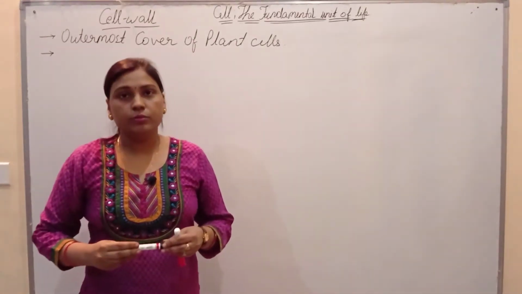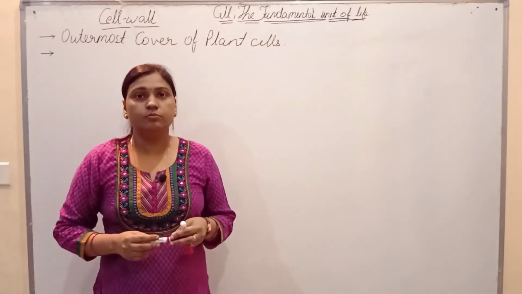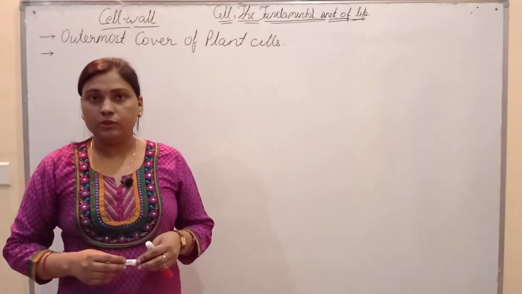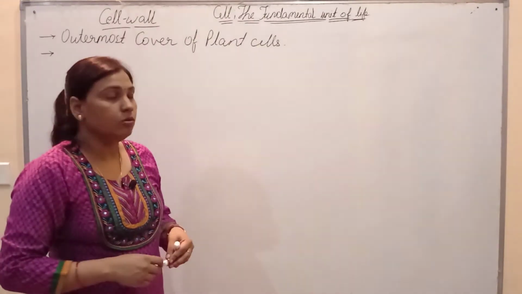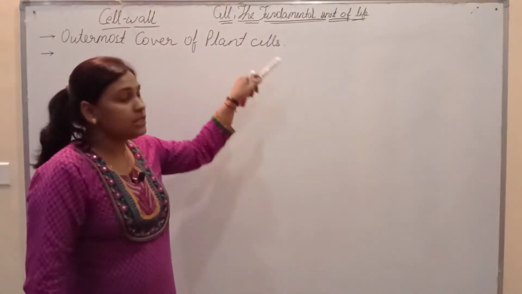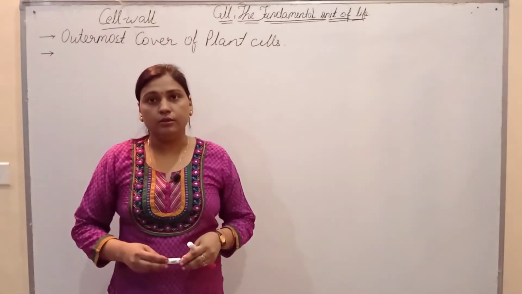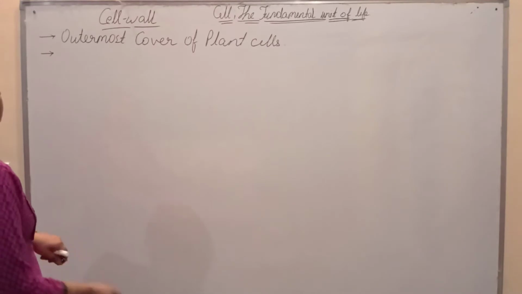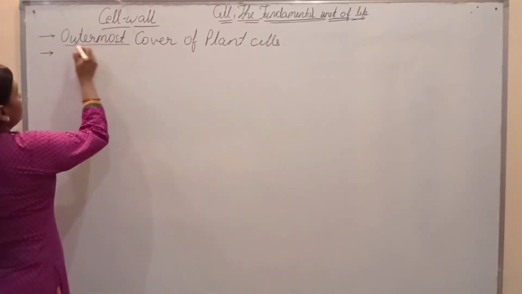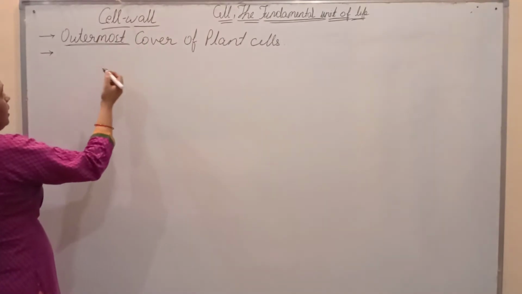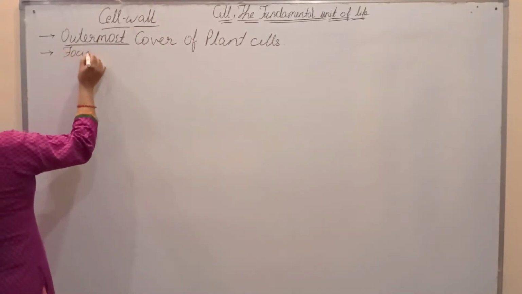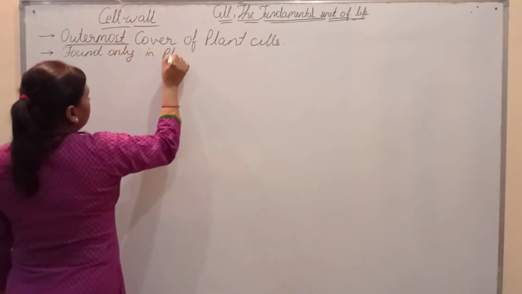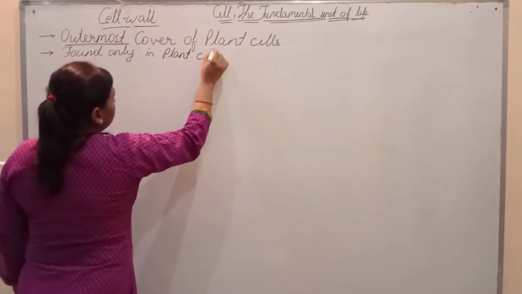In a plasma membrane, we all have discussed plasma membrane, that is the outermost layer found in both plant and animal cell, but the difference is only that in plant cells plasma membrane is again covered by a layer or cover called cell wall. So cell wall is the outermost cover of the plant cells and found only in plant cells and are absent in the animal cells.